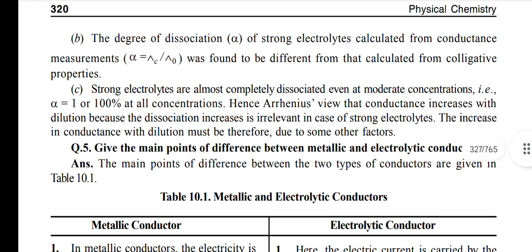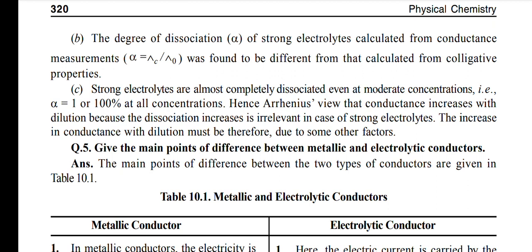Strong electrolytes are almost completely dissociated even at moderate concentration. For example, alpha is equal to 1 or 100% at all concentrations. Hence, Arrhenius's view that conductance increases with dilution because the dissociation increases is irrelevant in the case of strong electrolytes. The increase in conductance with dilution must therefore be due to some other factors.